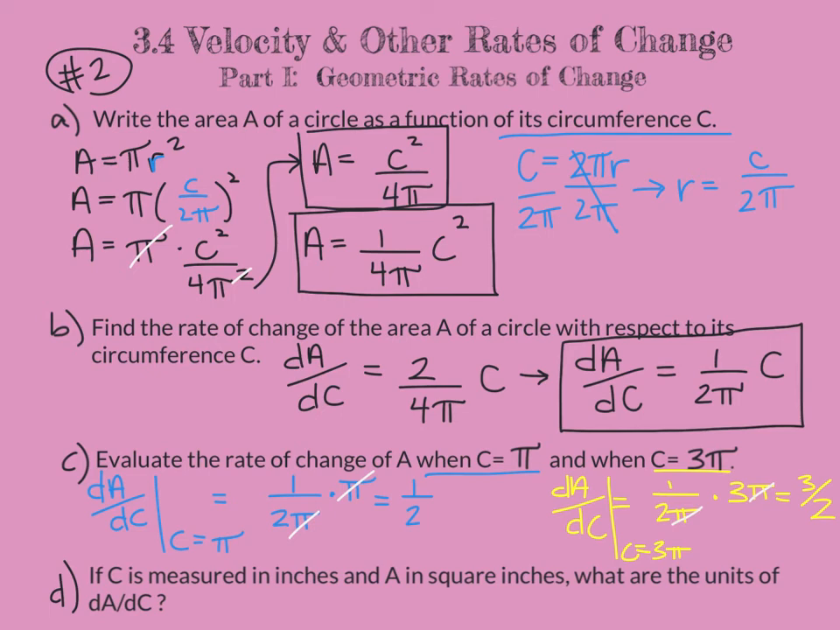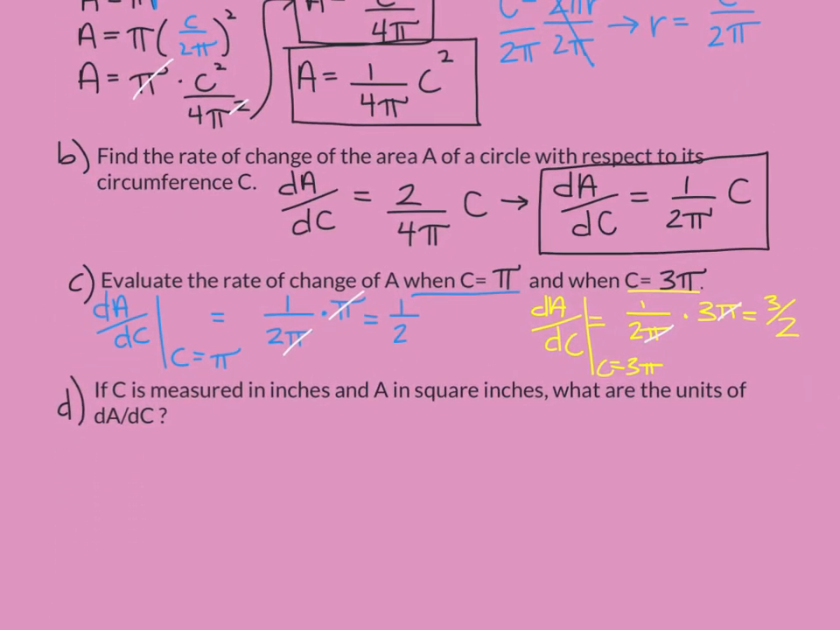Let's take a look at the units. We see that if c is measured in inches and if A is in square inches, what are the units of dA dc? Just like in the last example, A is the numerator, c is the denominator, therefore their rate of change is square inches per inch. So we'll write square inches or inches squared, square inches is fine. Square inches per inch, and the same thing over here, square inches per inch.